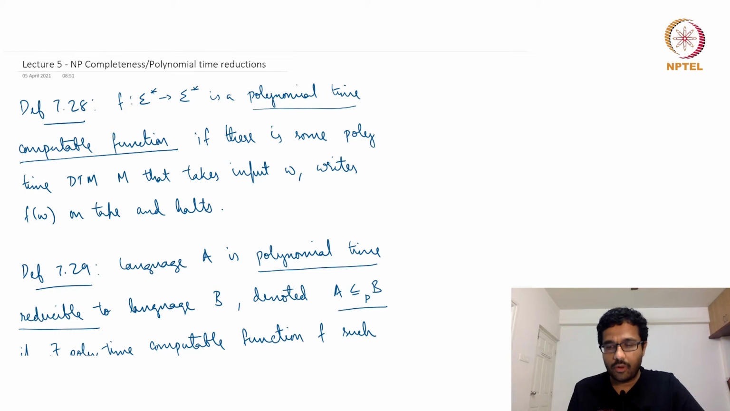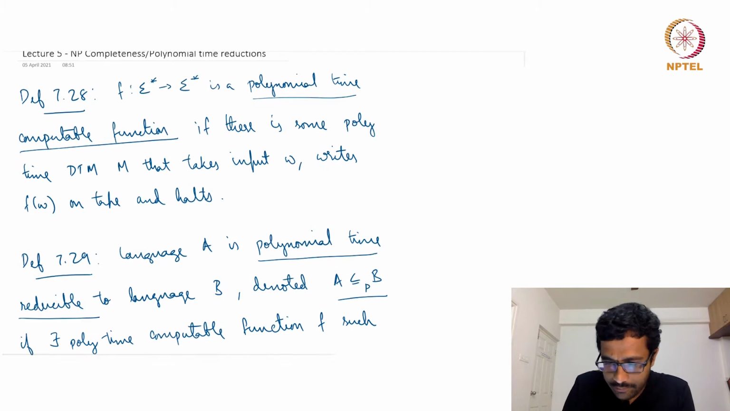On the way to NP-completeness, we first need to understand what a polynomial time reduction is. First of all, a polynomial time computable function is a function that can be computed by a deterministic polynomial time Turing machine. This is a formal definition that is written here.